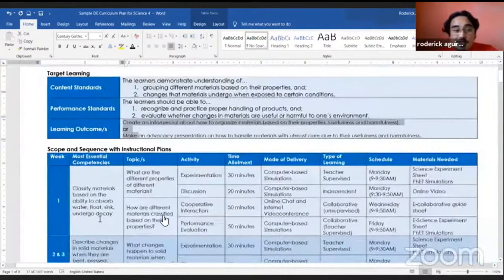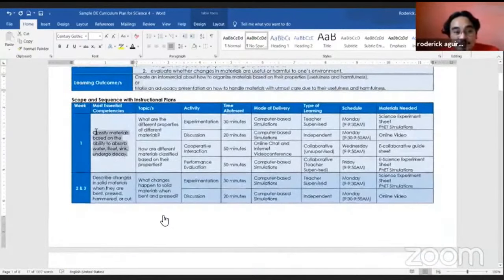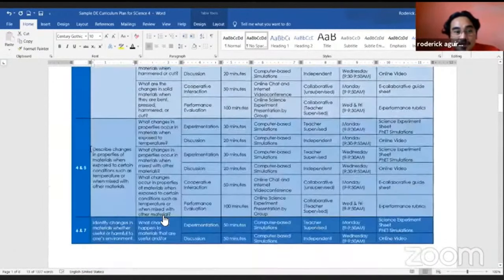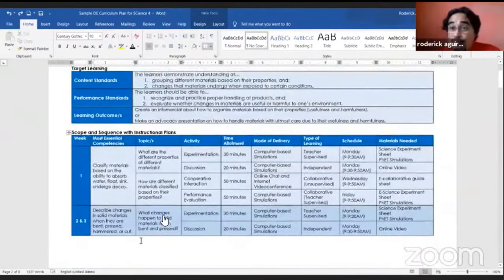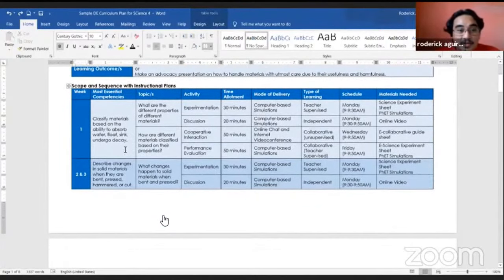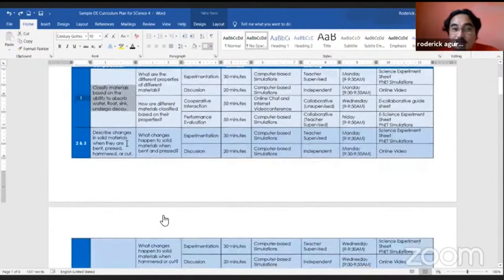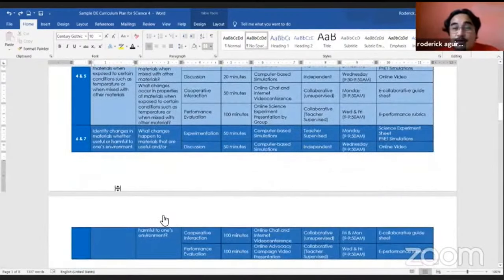So if you will observe my scope and sequence, I have identified how many modules. This is the, yan po, 1, 2, 3, 4. So in quarter 1, I have 4 modules based on the MELCs. And then nakalagay din po sa MELCs kung ang isang module pang ilang week. Actually hindi nakalagay kung ilang week. Ako ang nag-decide niyan based on the modules of Vibal. So you have 2 weeks for the second module, 2 weeks for the third module, and then 2 weeks for the fourth module.